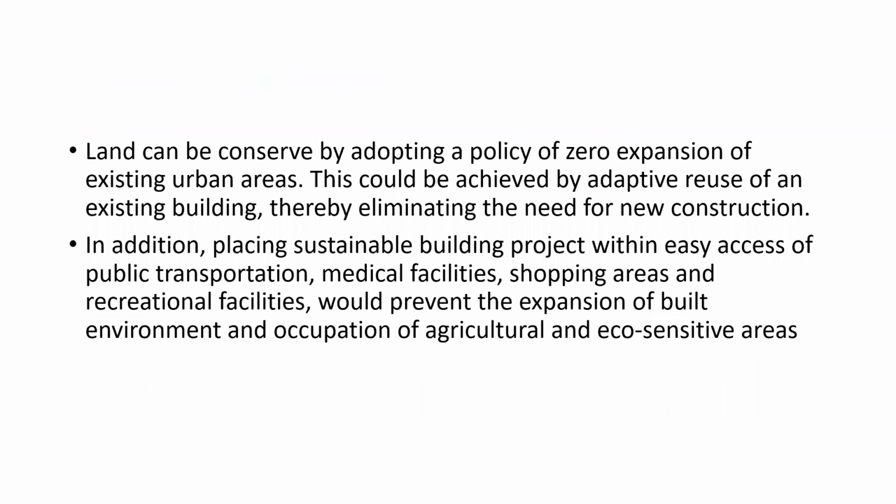Land can be conserved by adopting a policy of zero expansion of existing urban areas. This could be achieved by adaptive reuse of an existing building, thereby eliminating the need for new construction. In addition, placing sustainable building projects within easy access of public transportation, medical facilities, shopping areas, and recreational facilities would prevent the expansion of the built environment and occupation of agricultural and ecosystem areas.